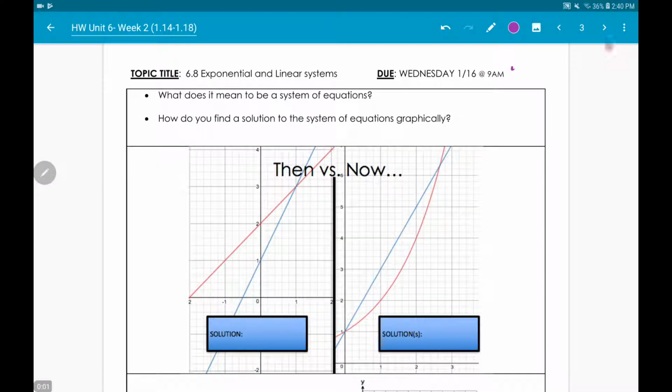Hi guys, so today's video is on exponential and linear systems. This is a preview for Wednesday's lesson. So what does it mean to be a system of equations? Think back to when we did our linear systems last unit.